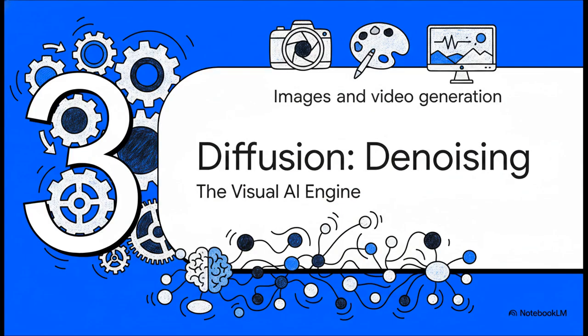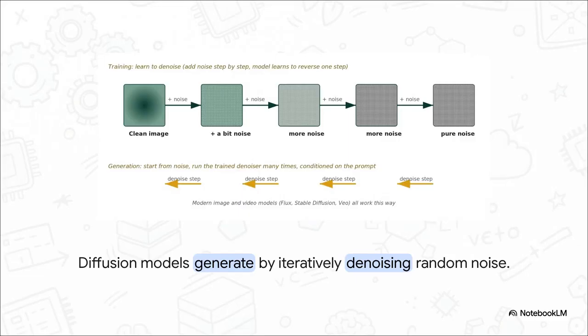Section 3. Diffusion, denoising into art, the visual AI engine. Shifting gears from text to visual art, we run into a completely different architecture.